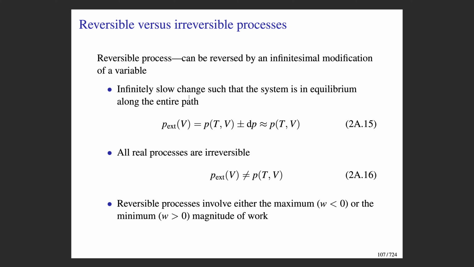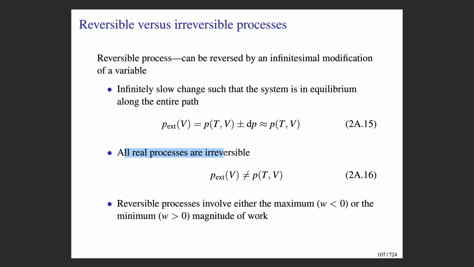So reversible processes in principle, if you were to try to design a reversible process, you'd have to carry out that process infinitesimally slowly, such that the system will always be in equilibrium with the surroundings throughout the path. As far as gas compressions go, that would mean that the external pressure equals the gas pressure plus or minus some infinitesimally small change in pressure, which you can basically ignore and state that the external pressure is approximately equal to the gas pressure. For irreversible processes, the external pressure does not equal the system pressure. They're distinct from one another.